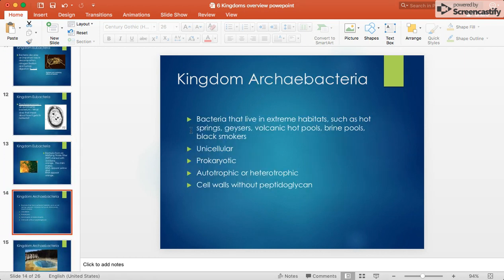All right, so archaebacteria. Archaebacteria lives in extreme habitats, such as hot springs, geysers, volcanic hot pools. It's unicellular, prokaryotic, autotrophic or heterotrophic. It can be either. And it has cell walls as well to provide that structure.